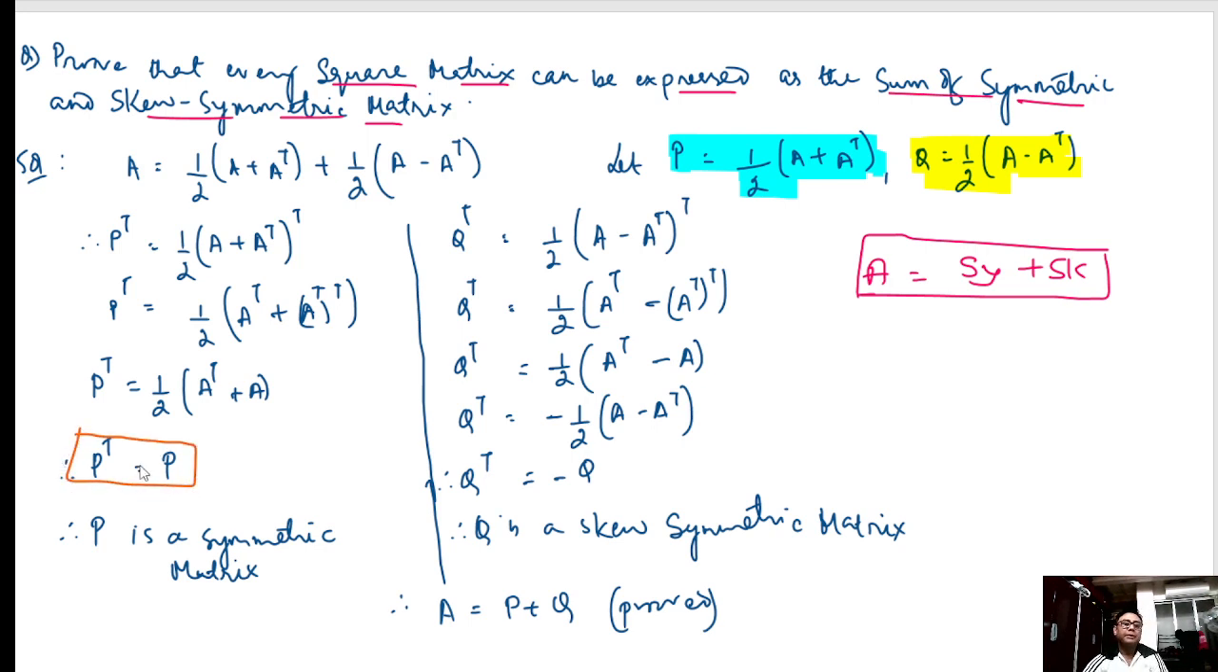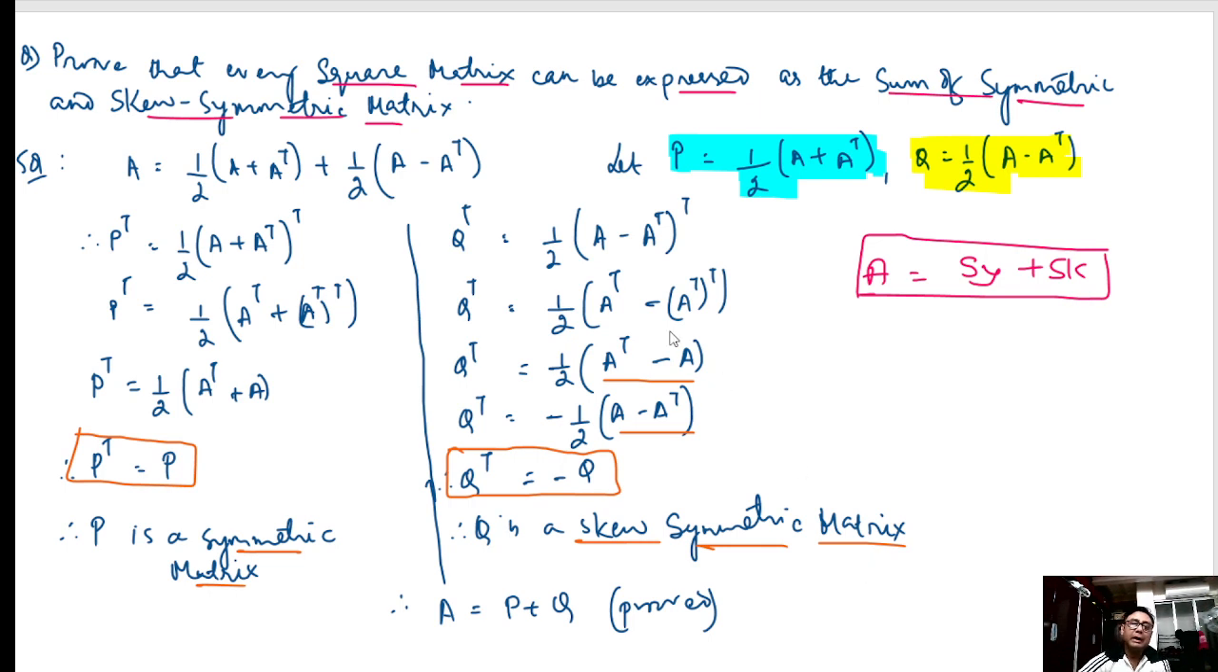That means this P was a symmetric matrix. Clear? Now let us do the transpose of Q. So here is Q transpose. So it becomes A transpose minus A transpose transpose. This is A. So I can write it by taking minus common. And now this is coming minus Q. So the transpose of Q is giving you minus Q. That means Q is a skew symmetric matrix.